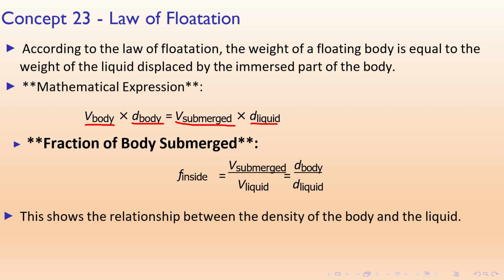Then we can see that V submerged by V of the body is equal to density of the body by density of the liquid. This shows the relationship between the densities of the body and the liquid.